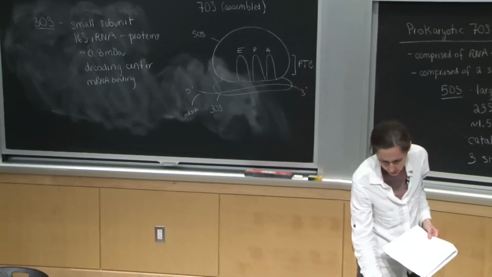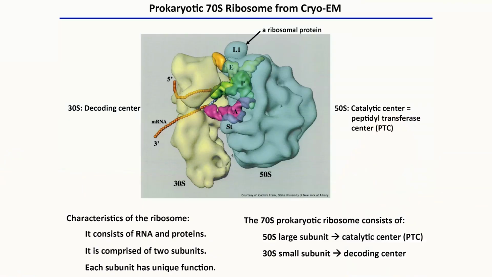So if we take a look from my cartoon depiction to an actual image from cryo-electron microscopy, this is just rotated basically 90 degrees. What do we see? We have the 50S here, the catalytic center. We have the 30S. Here's the mRNA, and what we're seeing is that in this particular structure, there are some tRNAs bound, and they've indicated also a ribosomal protein here.